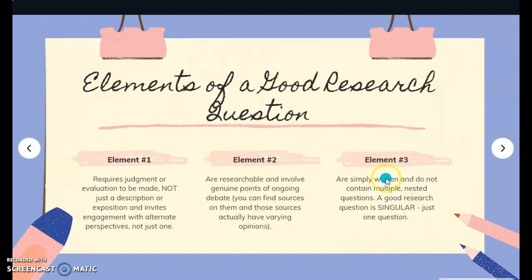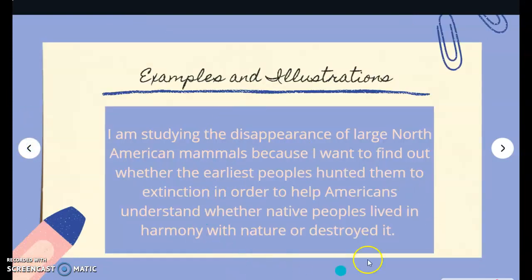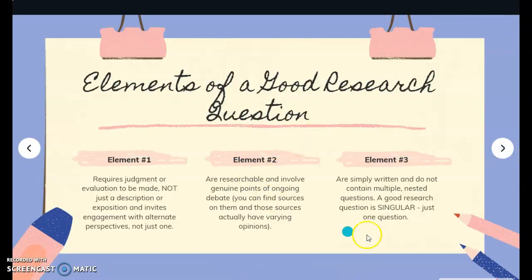And then your research question should be simply written. It should be one sentence and it should be one question. It does not contain multiple nested questions. It should be in the singular. So this has a whole complicated structure here. This is not your research question. Your research question will be a simple, single question. It is okay if you stray away from your initial thoughts of what your research question is going to do over the course of your project. But this is sort of the starting point.